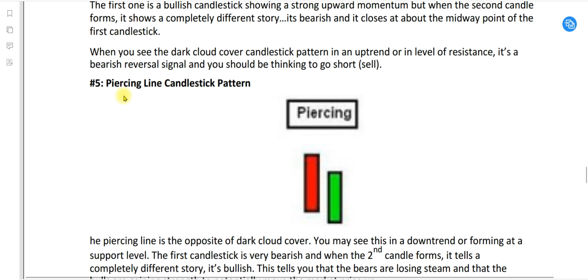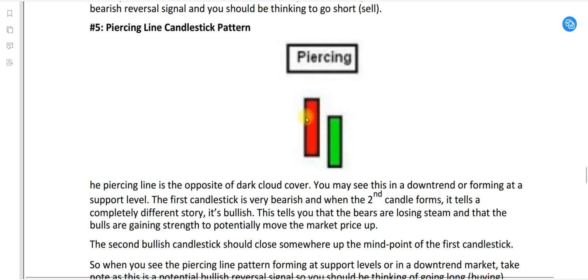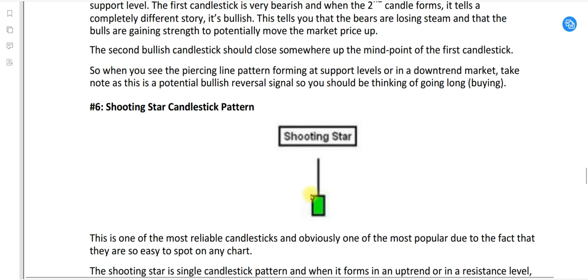Then the opposite of the dark cloud is the piercing line candlestick pattern. We look for this at the support zone or in a downtrend. The first candlestick is a very bearish candle that is telling us that the sellers are in the market. But the next candle that forms is telling us a different story. It means the buyers are rejecting the pressure from the sellers, and the buy is going to form at the midway point or more than the midway point of the body of the bearish candlestick. So whenever we find this at the support zone, it is telling us that we are ready to take a buy or to go bullish.